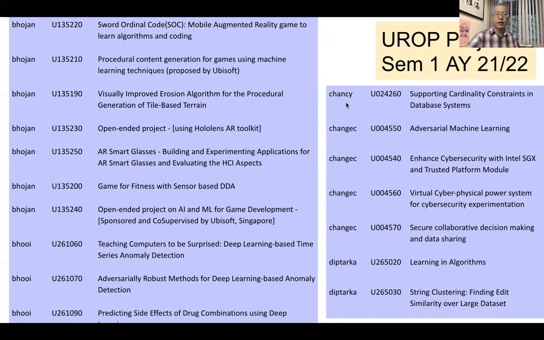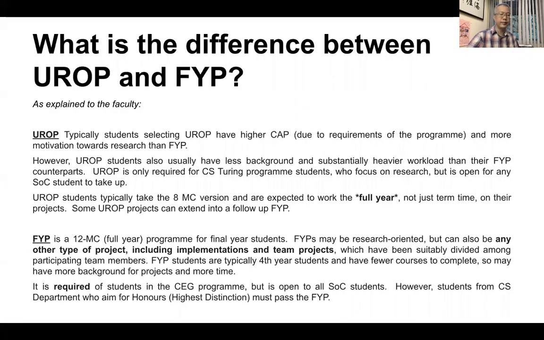Chan Chi Yong is one of our database professors, so there are a couple of things on databases here. Chang Yi Chen is one of our security professors, so you can see that there are a couple of cybersecurity related and adversarial machine learning related projects. So please look through all of the different projects for FYP and UROP to get an idea.